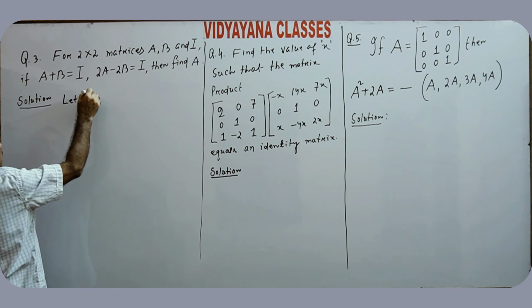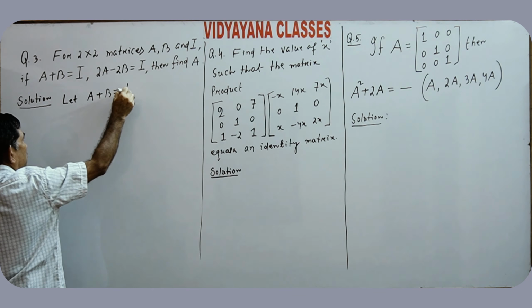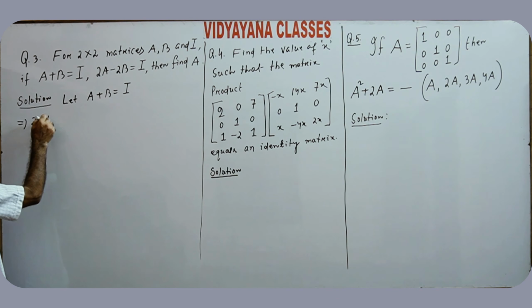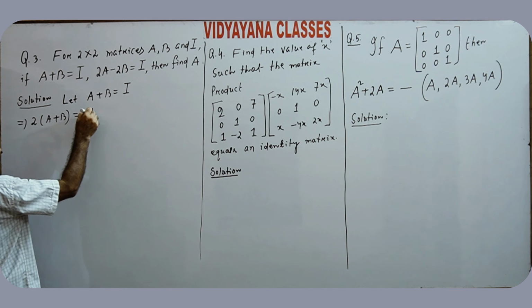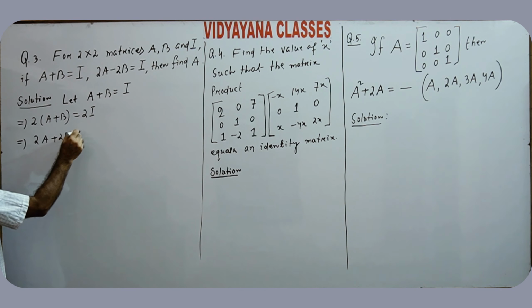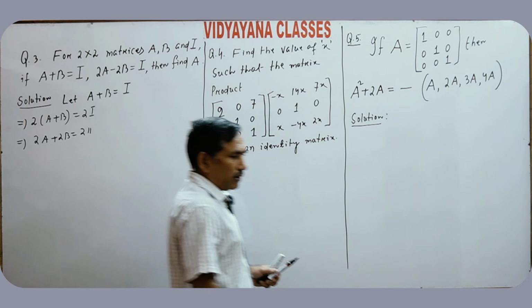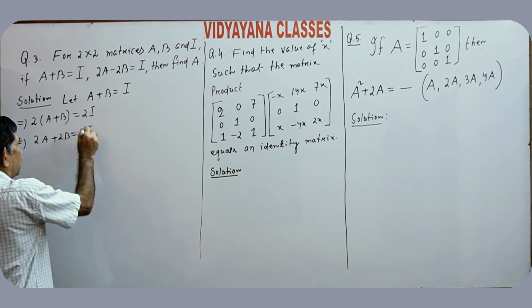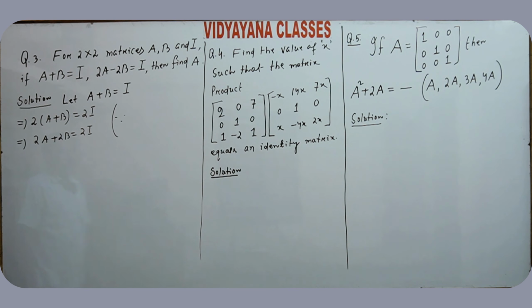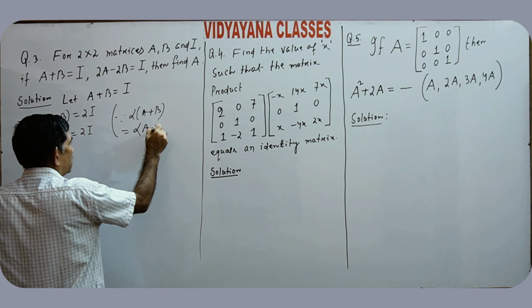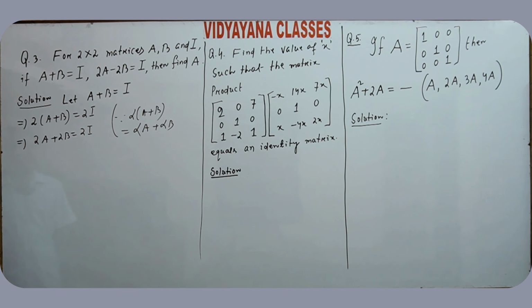Let A plus B is equal to I. I is the unit matrix or identity matrix, which implies 2 times A plus B is equal to 2I, which gives 2A plus 2B is equal to 2I, since matrix multiplication is distributive: alpha times A plus B, alpha is a scalar, equals alpha A plus alpha B. It is equation 1.